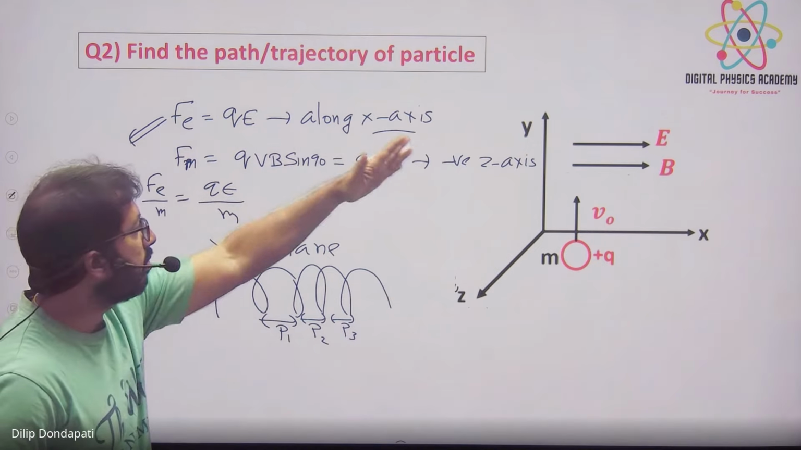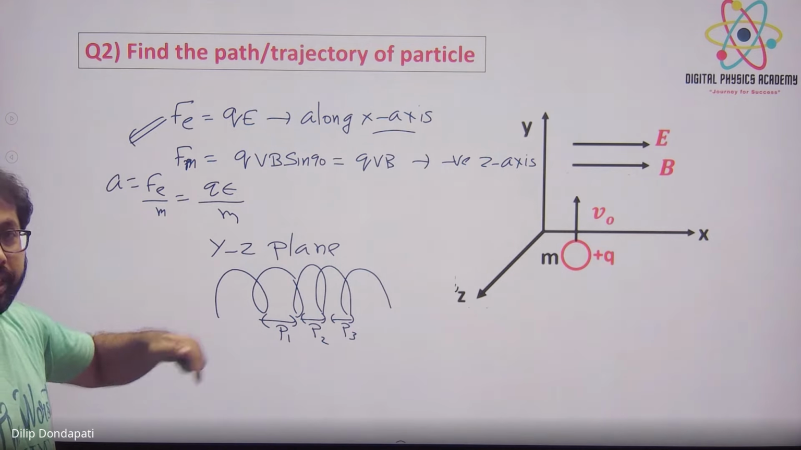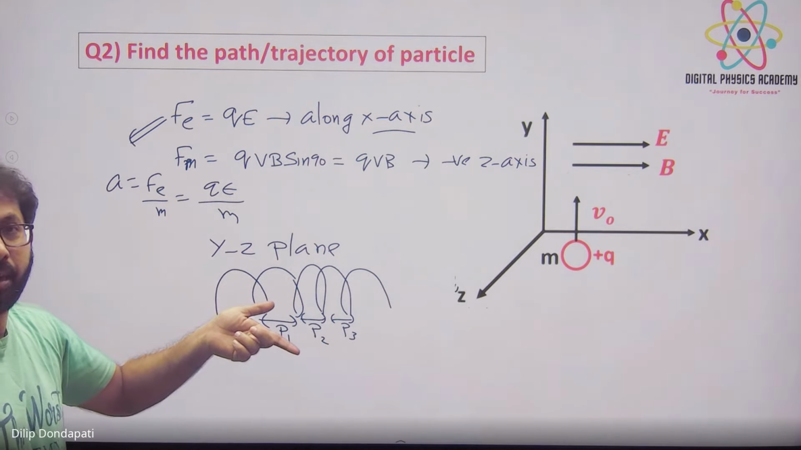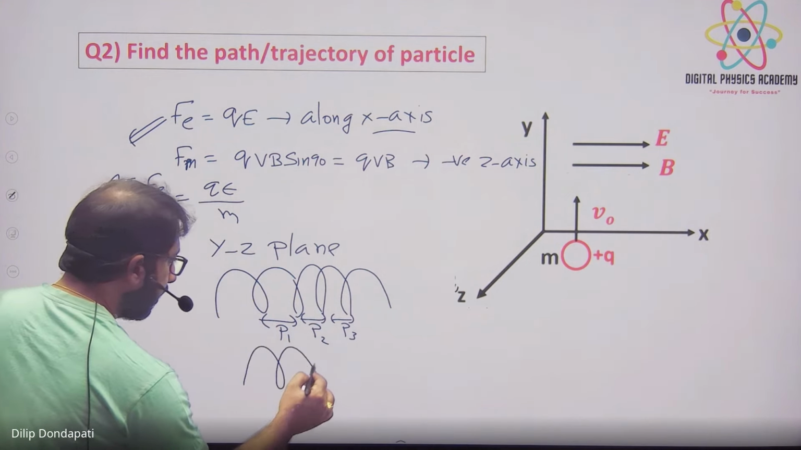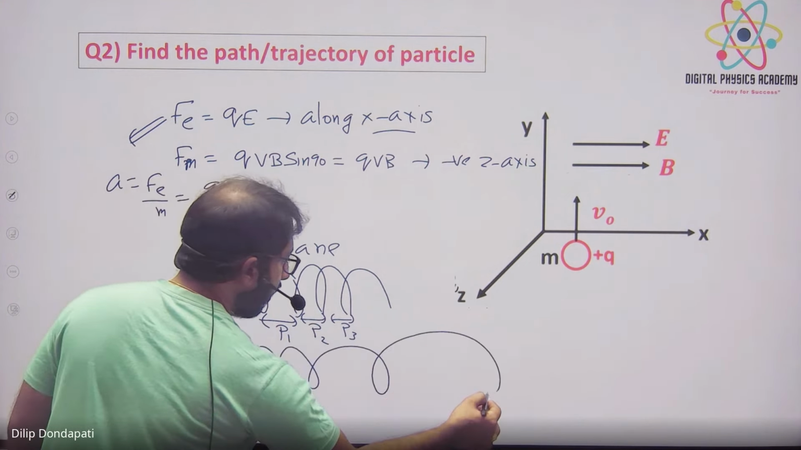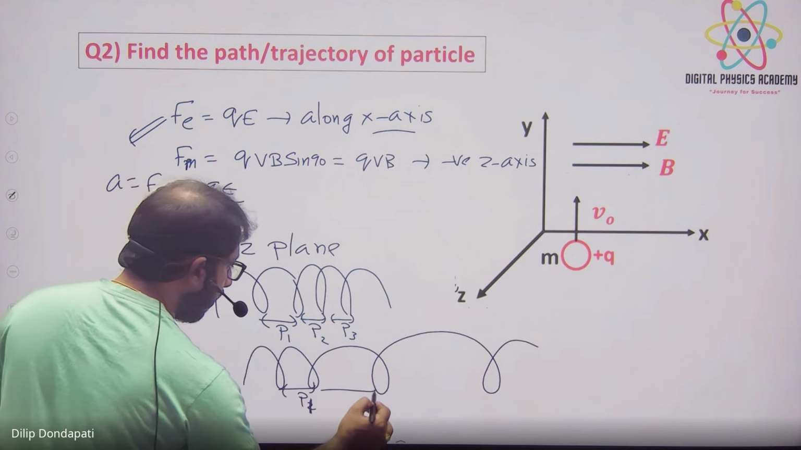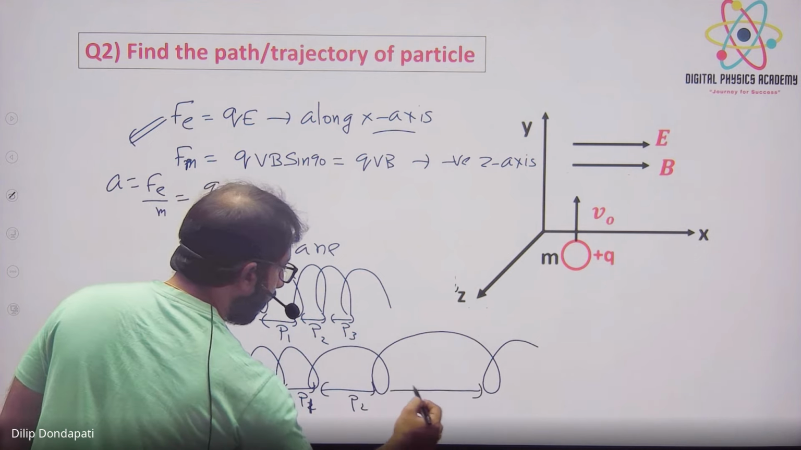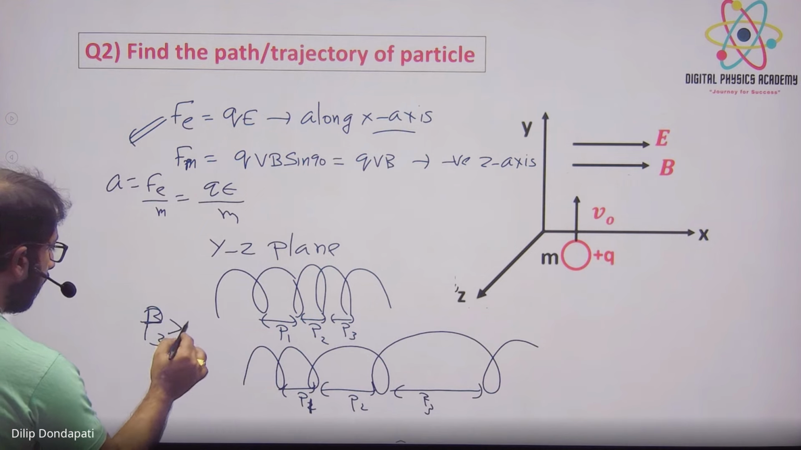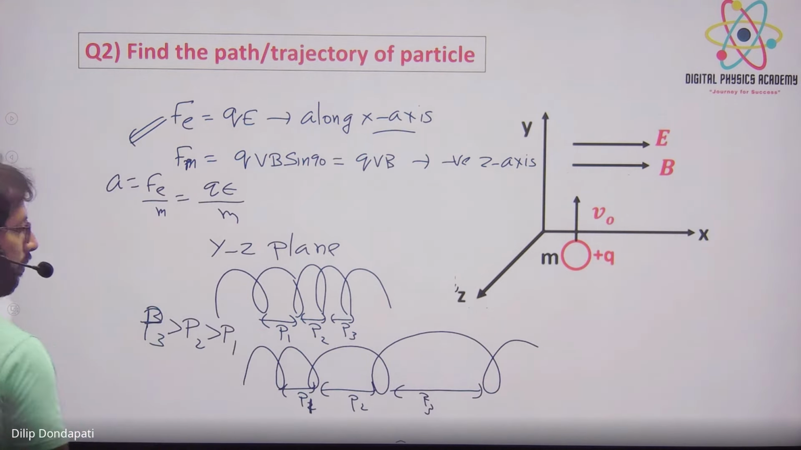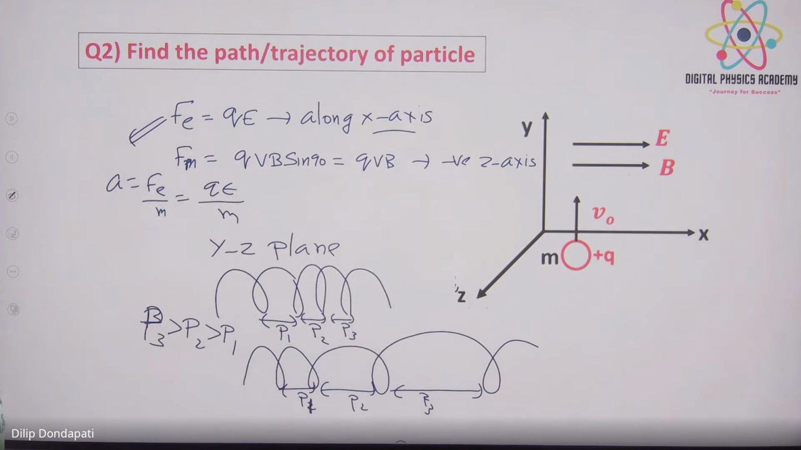Along the horizontal x axis there is an acceleration. What is the meaning of acceleration? Every second the velocity is increasing, the speed of the charged particle is increasing. So it will look like this, the second pitch like this, the third pitch like this. Because velocity goes on increasing, P3 is greater than P2, which is greater than P1. This is the answer. They can ask any type of question in this type of case.